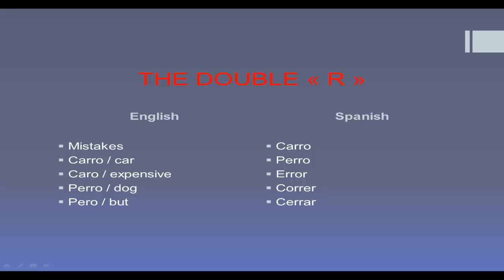The double R. The double R sound is very difficult for English speakers, but it's important to recognize this sound because in Spanish there are many words with this letter. For example, in Spanish we find carro, perro, error, correr, cerrar.